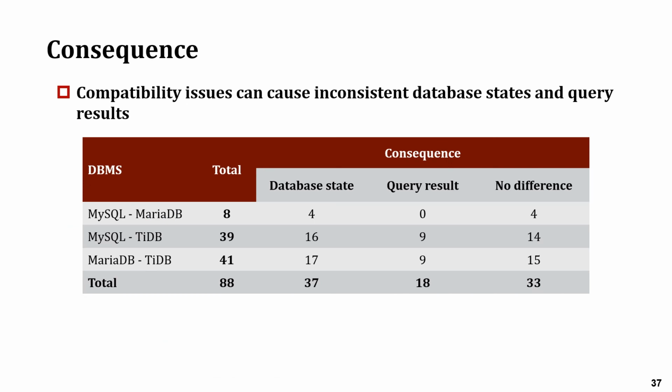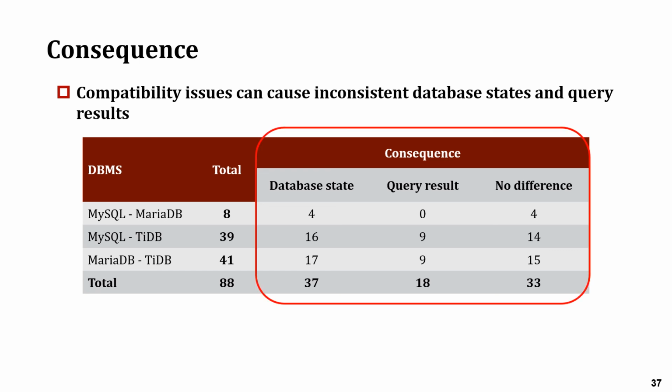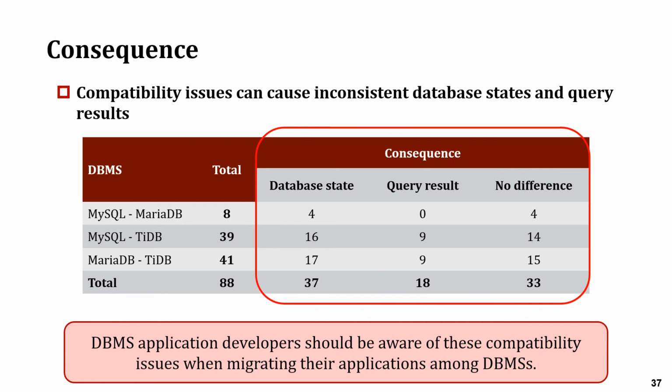For the 88 transaction-related compatibility issues, 66 can cause inconveniences among DBMS, that is, inconsistent database states and query results. The remaining 22 issues can cause inconsistent blocked statements, but do not affect the final execution results. Therefore, DBMS application developers should be aware of these compatibility issues when migrating their applications among DBMS.